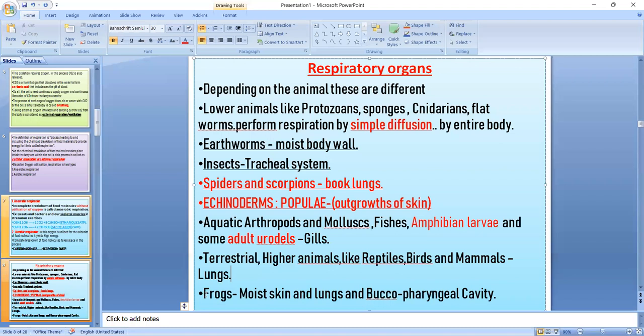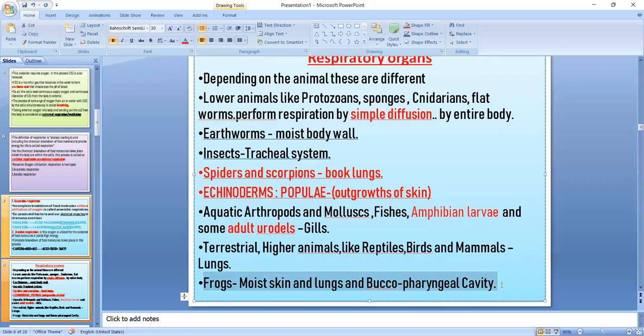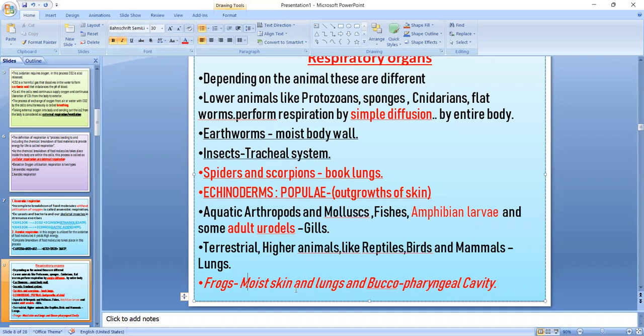Another interesting respiratory mechanism in frog, we can see. Just like earthworms, the frog also contains a layer of moisture on its skin due to dermal glands. And they also contain lungs.